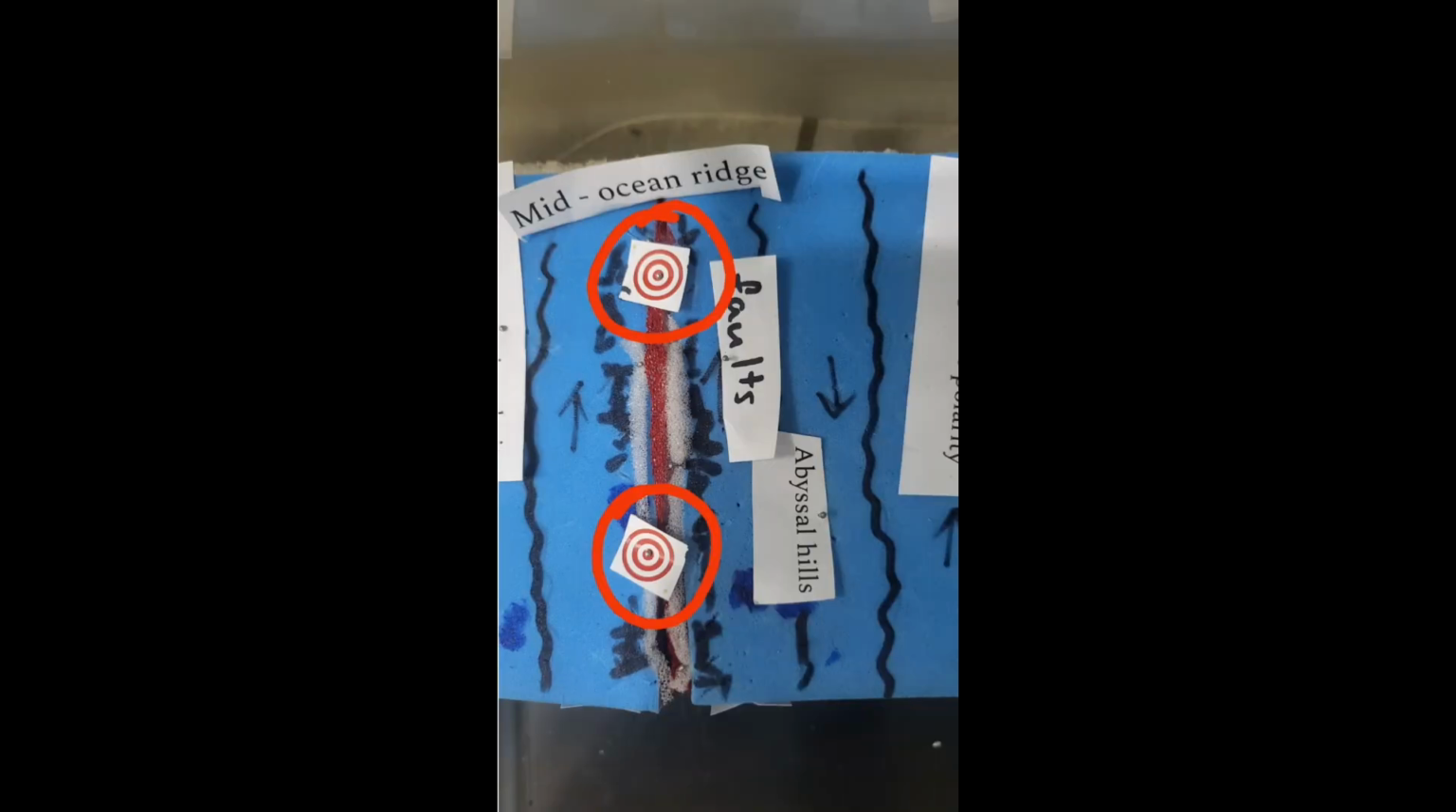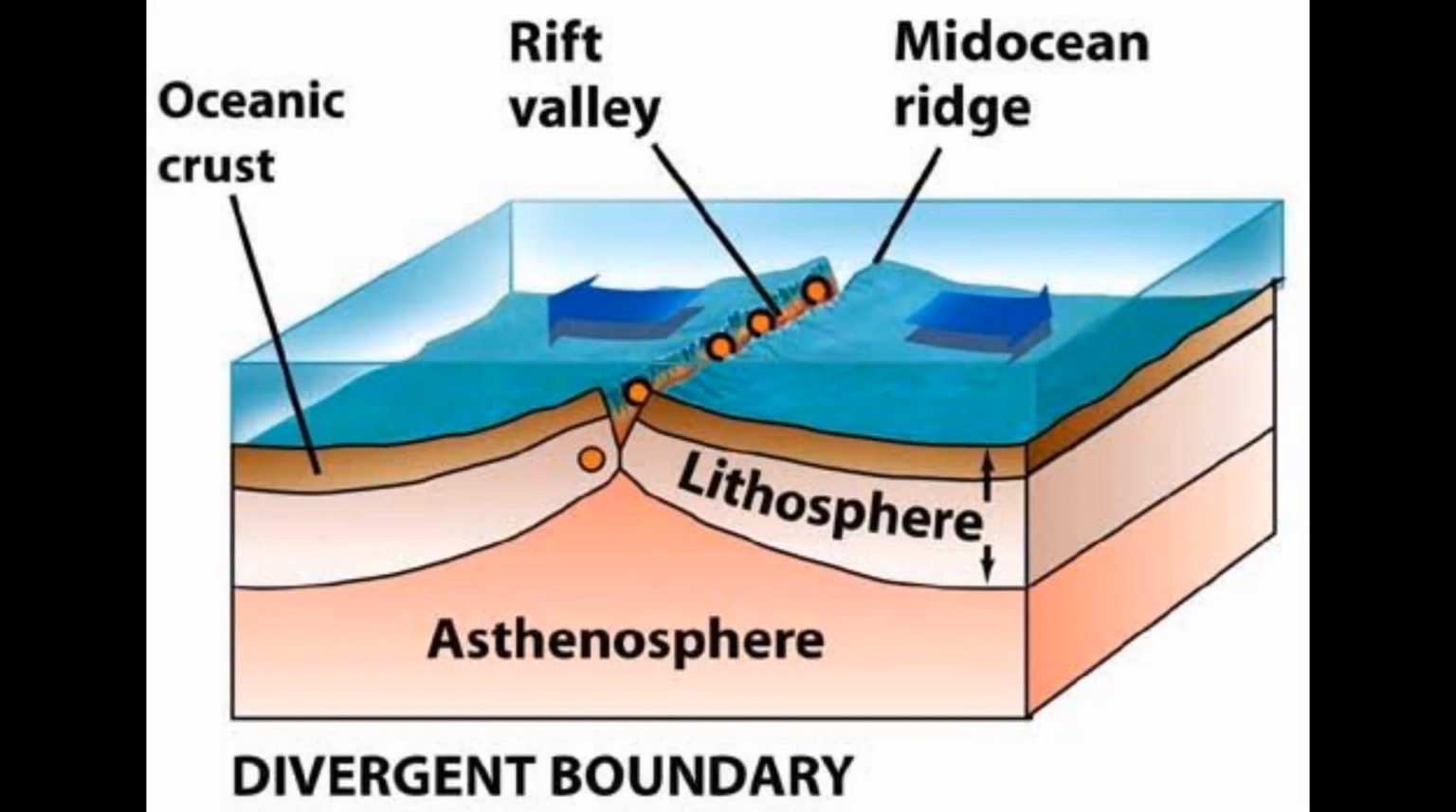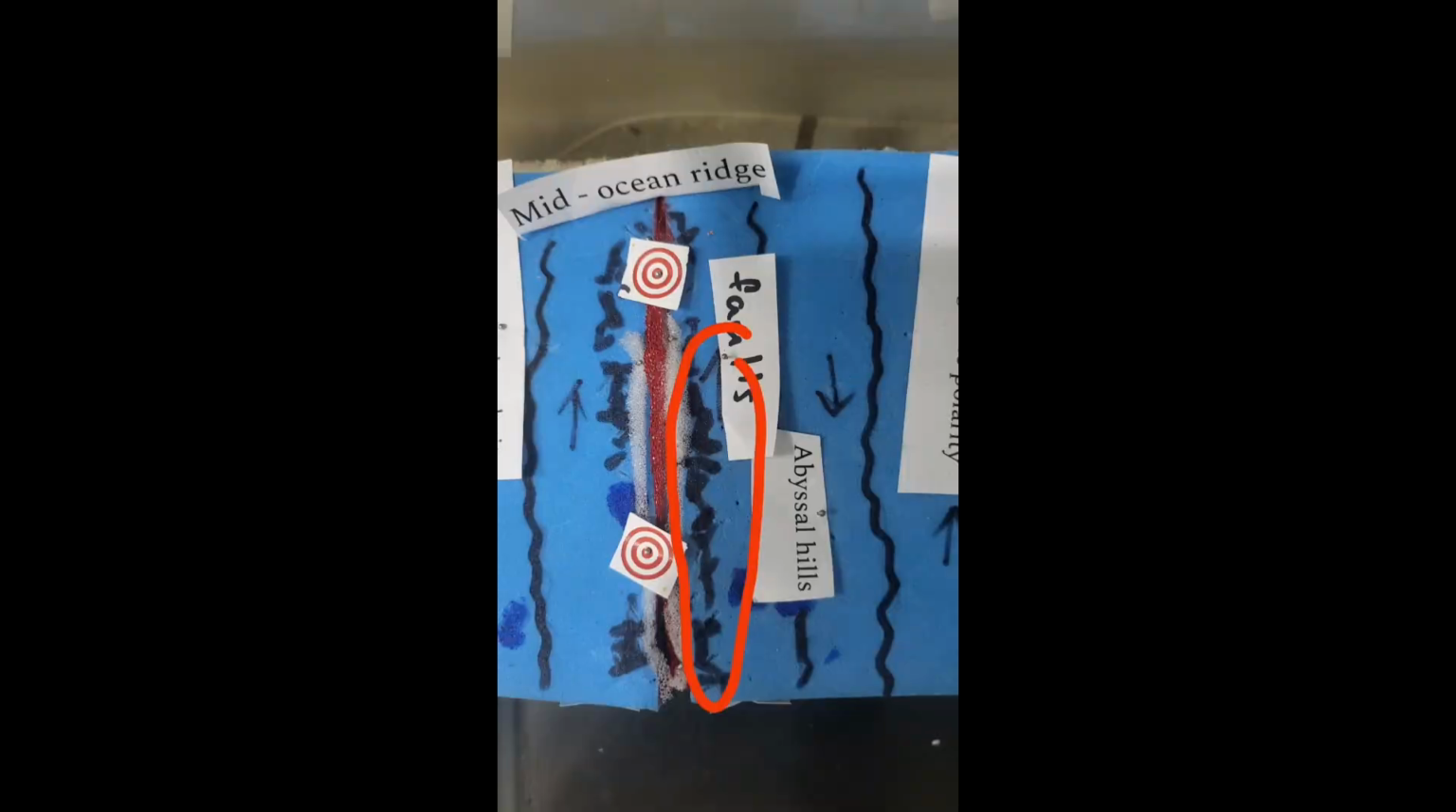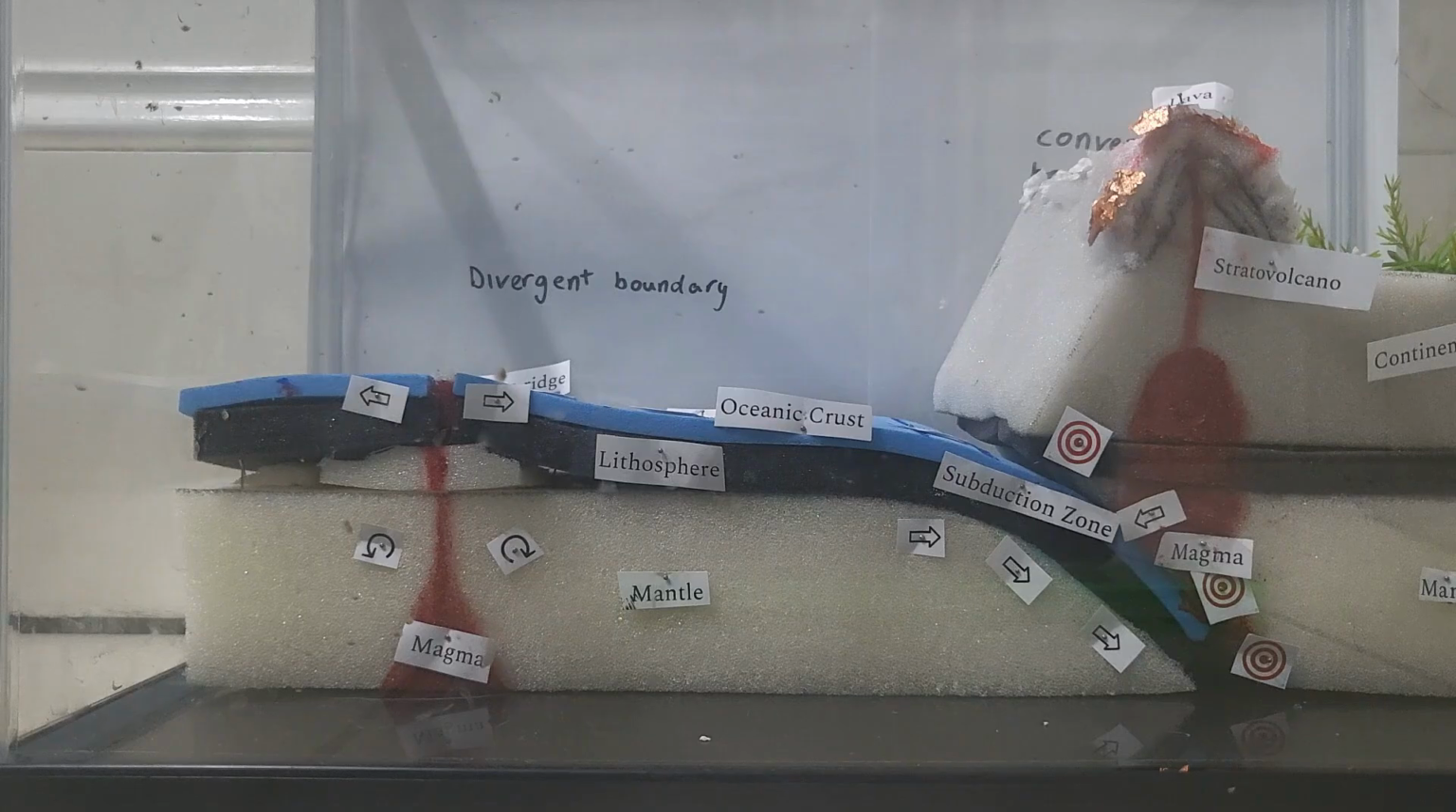The bullseyes within this model are used as symbols for common earthquake focus areas. And the earthquakes at oceanic divergent boundaries are typically very shallow and mild, usually along the fault lines. The fault lines on the model are placed next to the diverging boundaries, as fault lines are usually most abundant near the boundaries due to the increased tension and pressure occurring along the boundaries.